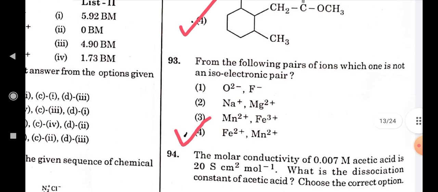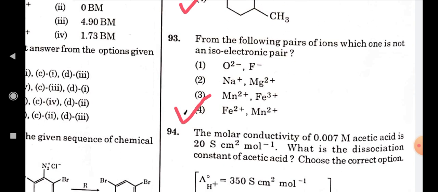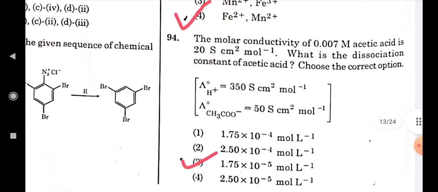Okay, now for this one, from the following pair of ions, which one is not the isoelectronic pair? So obviously Fe2+ is d6 and Mn2+ is d5, so they are not isoelectronic in nature. Now for this one we need to calculate the dissociation constant of the acid. So if we calculate that, it will come as almost 1.75, so 1.75 is the correct answer.